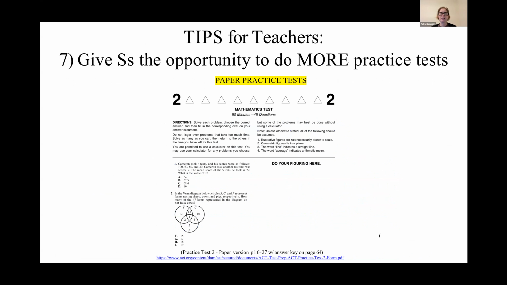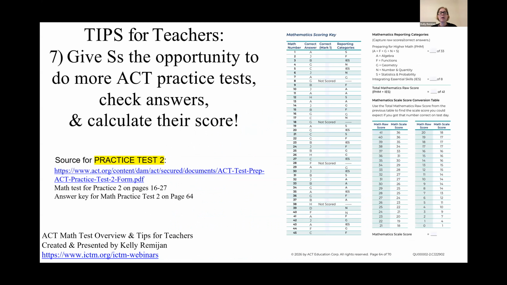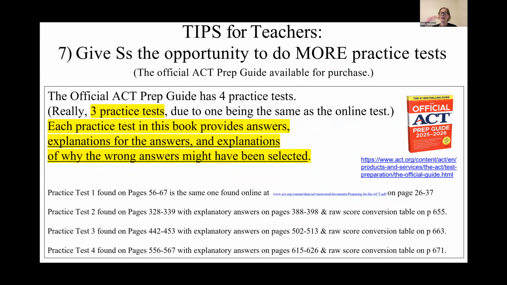And again, you could do practice tests that are on paper. This is another tool, practice test 2, with the scores available as well as the key. The ACT guide is a book that you could purchase, or maybe your library or school purchases it. This book gives you 3 more practice tests. It says 4, but it's technically 3 because the first practice test is the one that's already online that you have available.